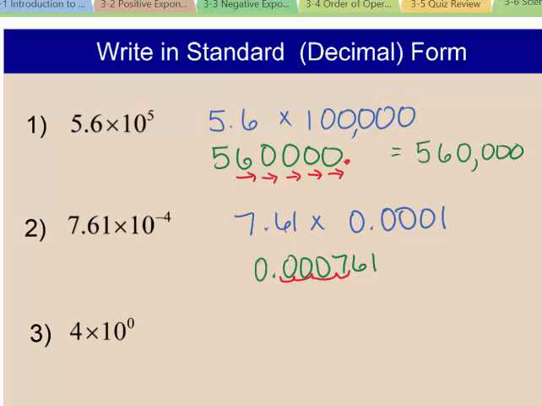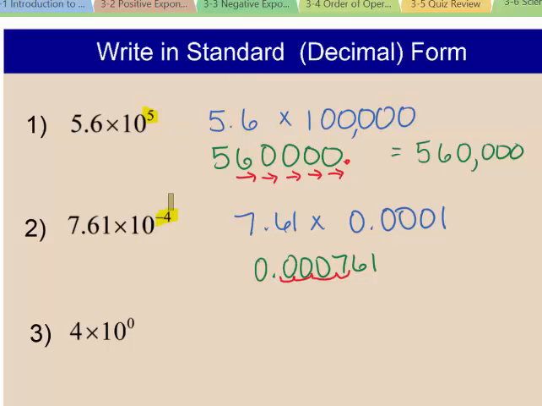So when we have a positive exponent and we multiply, we'll end up with a bigger number. So we move the decimal towards the right, however many places we see in the exponent. And when we have a negative exponent, we are going to be getting a smaller number. So we move the decimal backwards, however many places we see in the exponent. And that's how we change from scientific notation back into standard or decimal form.